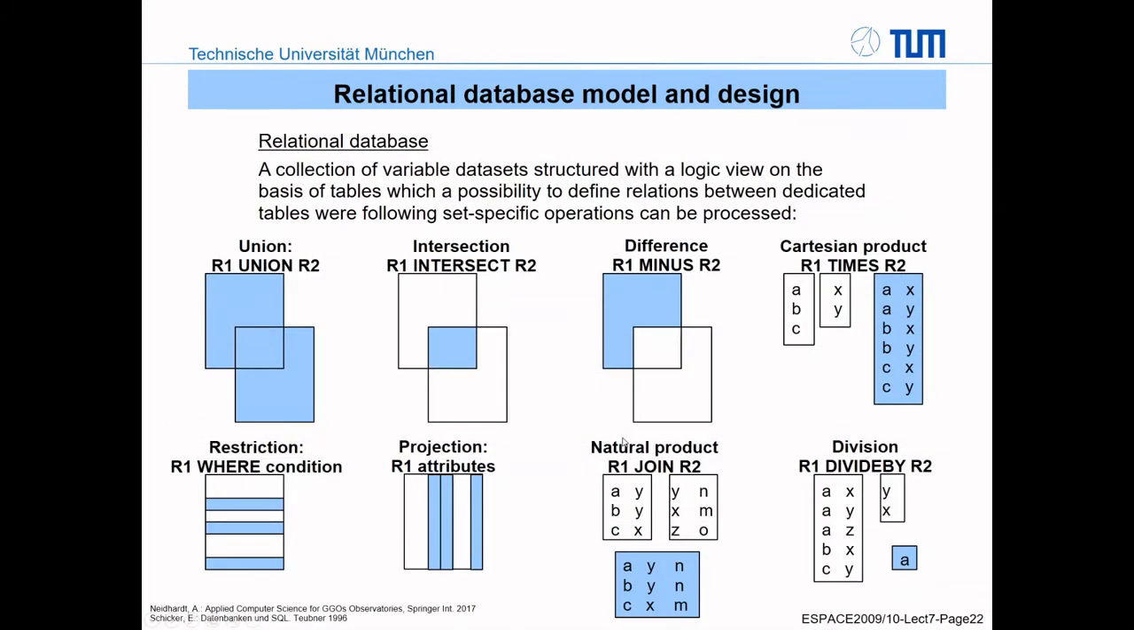So if you have this, it supports all of these set combinations, all of these usually known mechanisms to join or to intersect or to calculate differences of data sets. And therefore, a relational database is a collection of variable data sets structured with a logic view on the basis of tables, with a possibility to define relations between dedicated tables. And you can follow the following operations.